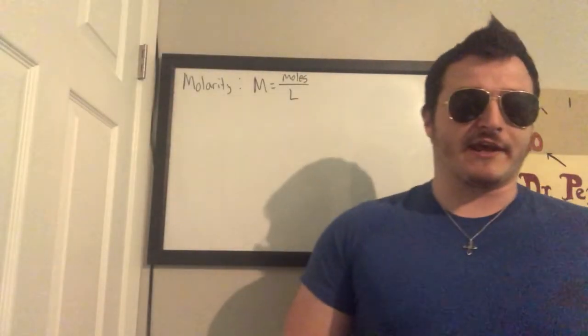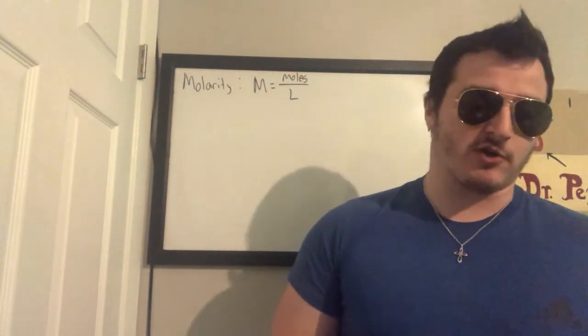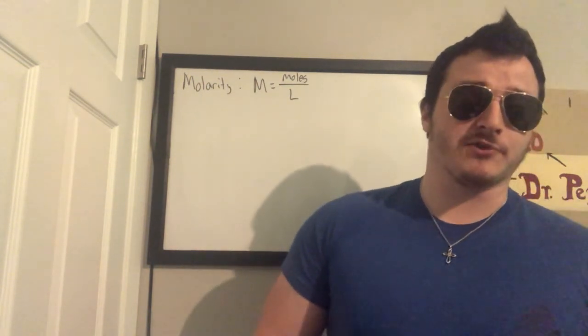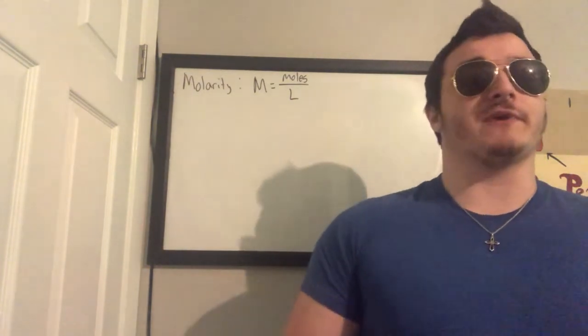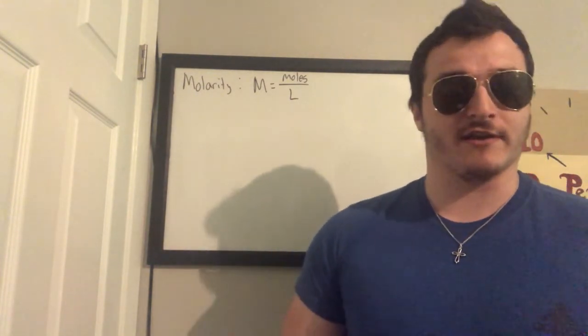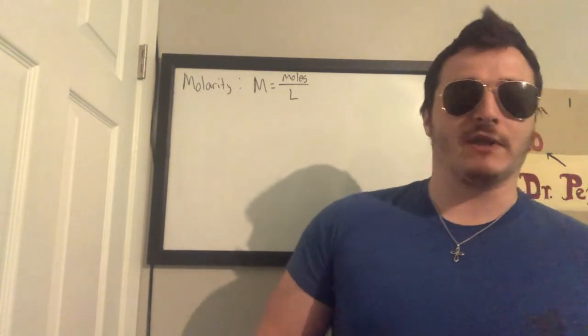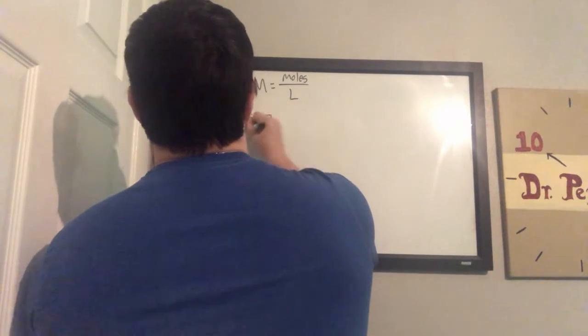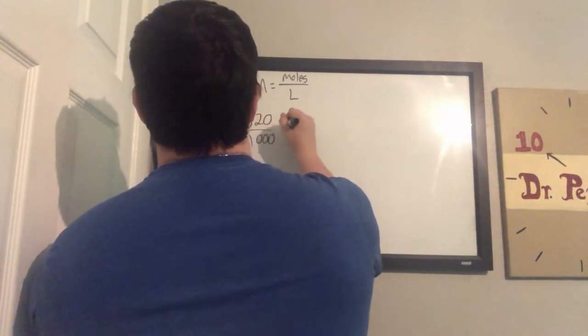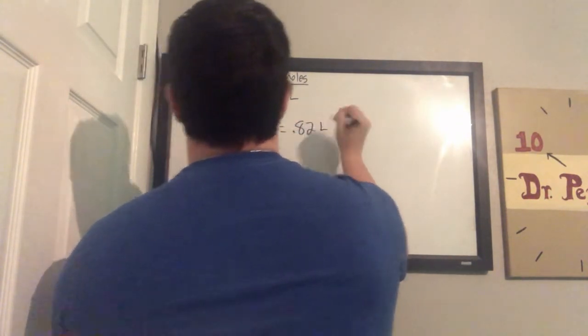Last example for molarity calculation says, suppose you have 29 grams of NaCl in 820 milliliters of water. Well, we don't have moles, nor do we have liters, so we have to do two different conversions before we plug this in. So first, let's go ahead and convert our milliliters of water to liters by just dividing by 1,000. So 820 divided by 1,000 is going to be 0.82 liters, like so.